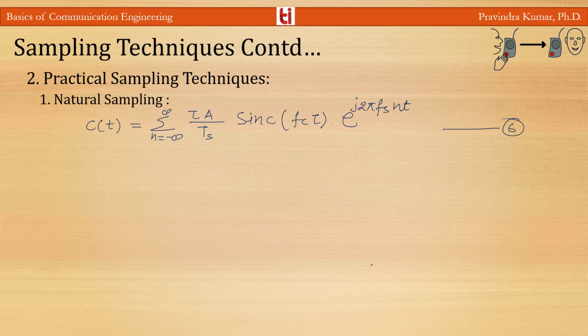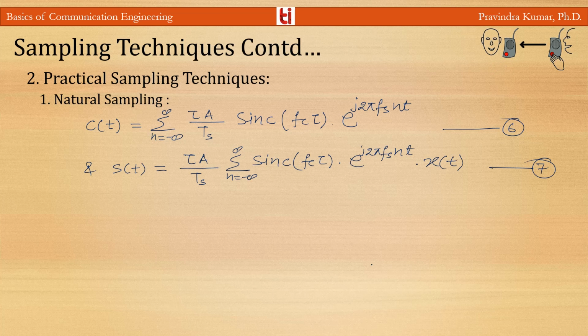And now this c(t) can also be represented as summation tau A by Ts sinc function of fn tau e to the power j 2 pi fs n t. So the sampled signal s(t) can be represented as tau A by Ts summation sinc function of fn tau into e to the power j 2 pi fs n t into x(t), because the sampled signal will be x(t) into c(t). And this equation 7 represents the naturally sampled signal in the time domain.